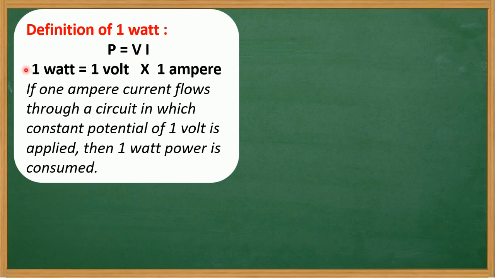So if we have to write the definition of a watt, then we can simply say if 1 ampere current flows through a circuit in which constant potential of 1 volt is applied, then 1 watt power is consumed. See, if 1 volt potential difference is applied in a circuit and if 1 ampere current is flowing through it, then the power consumed by the circuit is called 1 watt. Okay, it is the definition of 1 watt.